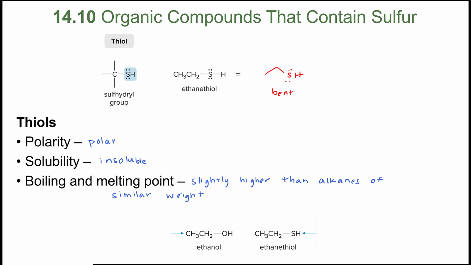So ethanol's boiling point, because of hydrogen bonding, is around 78. And for ethane thiol, the boiling point is only 35. So having that hydrogen bonding, which you've seen many times now, will really increase the intermolecular forces. And hydrogen bonds are the stronger type of intermolecular force. But because we can't hydrogen bond in thiols, there are weaker intermolecular forces here.